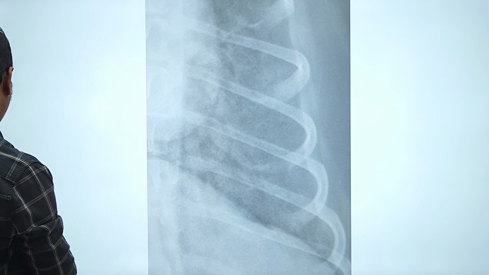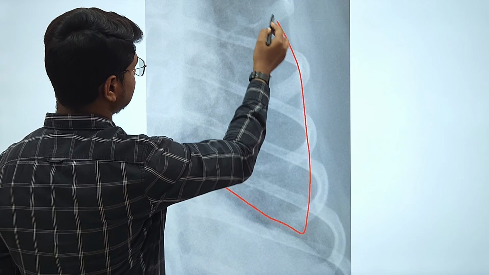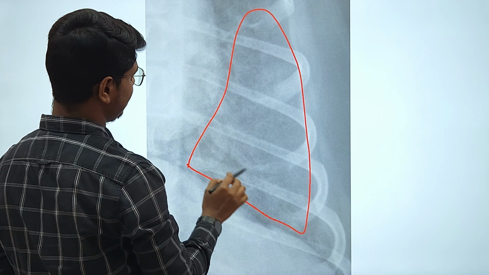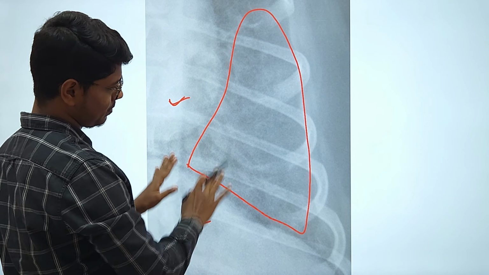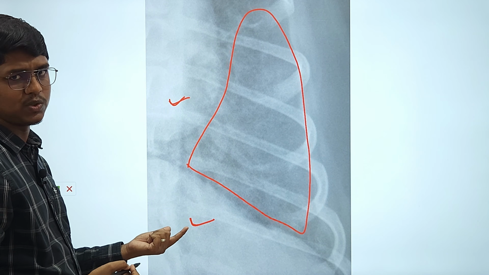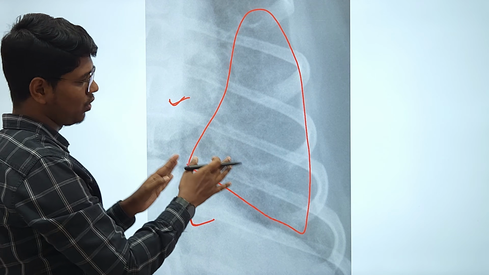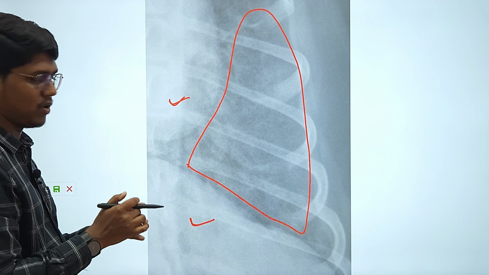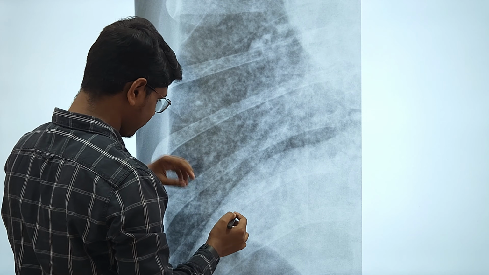See here, the opacity has been slightly increased in this particular lobe, but this opacity is not of soft tissue opacity. Here is the diaphragm, here is the heart, it is not that near to soft tissue opacity, so it is slightly less. So you can say that this is an unstructured interstitial pattern. Let us see another radiograph.